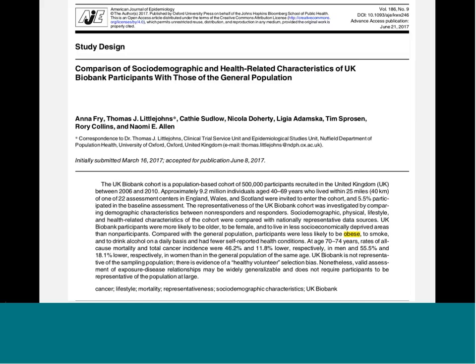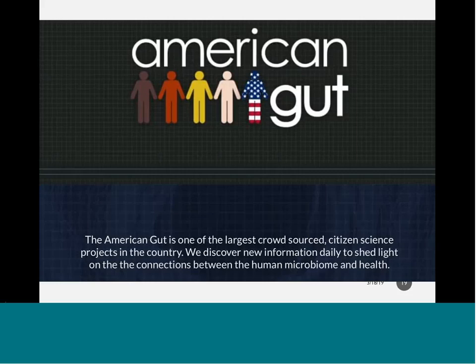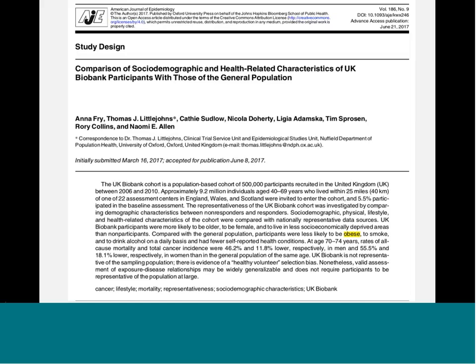In the American Gut Project, I believe somewhere around maybe 10% of that sample is obese, whereas the population-based prevalence of obesity is closer to 40%. This is a study from the American Journal of Epidemiology comparing the UK Biobank to the general population. And in a similar way, it was clear that the UK Biobank sample is healthier and less likely to be obese, so it has that same profile.